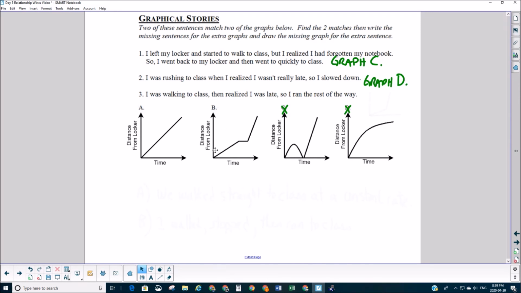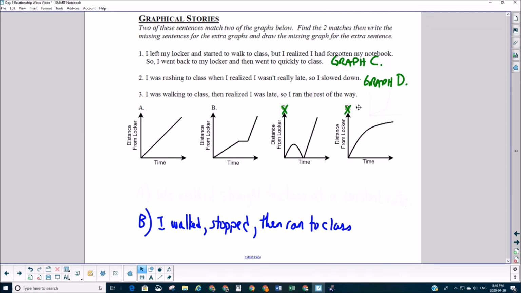So for B, I would say I was walking to class. Maybe I saw a friend, so I stopped. Distance didn't change. And then I realized I was late. So it's not quite this. This says I was walking and then realized I was late and went straight to class. So I think this sentence here is something like this. B, I walked, stopped, then ran to class. The key is that they stopped at a friend's locker or something.